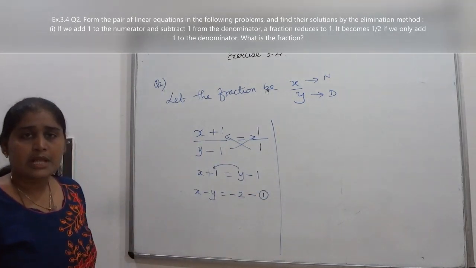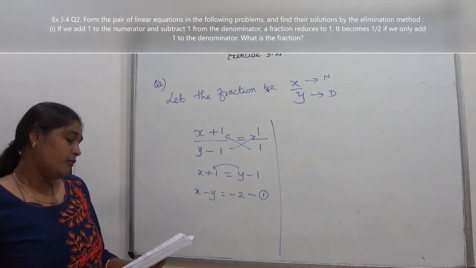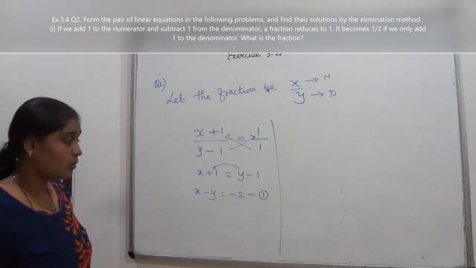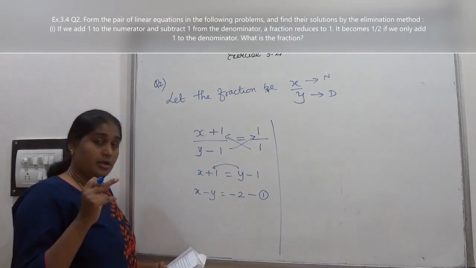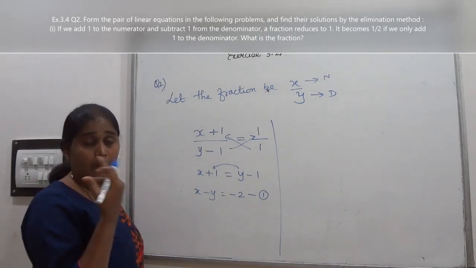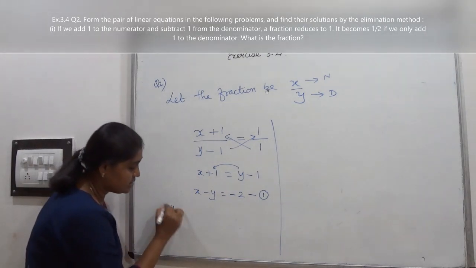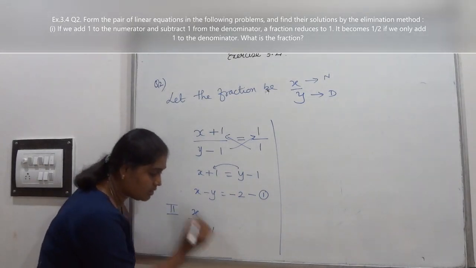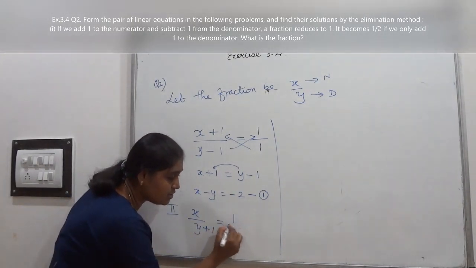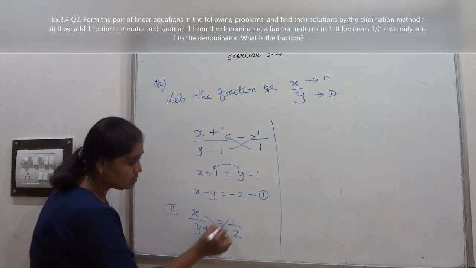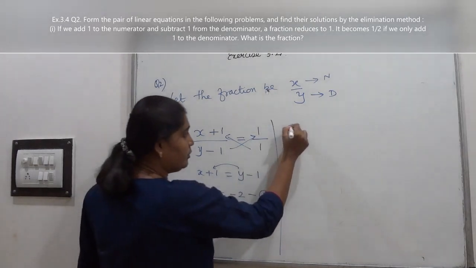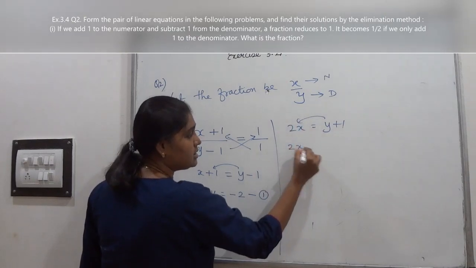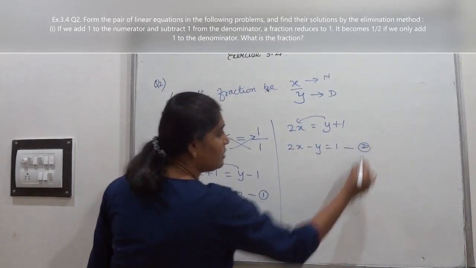And go through the second statement. If you add 1 to the denominator, then the fraction becomes 1 by 2. Add 1 to the denominator only, there is no number added to the numerator. So x upon y is your fraction. Here I added only 1 in the denominator. The fraction reduces to 1 by 2. Then do the cross multiplication. 2 into x is 2x, which is equal to 1 into y plus 1. Bring y to this side, 2x minus y equals 1. Equation number 2 I marked.